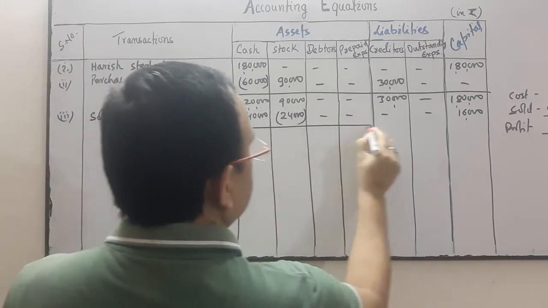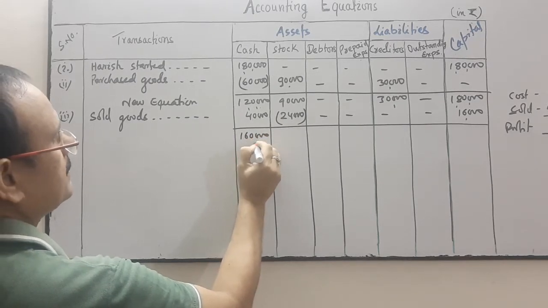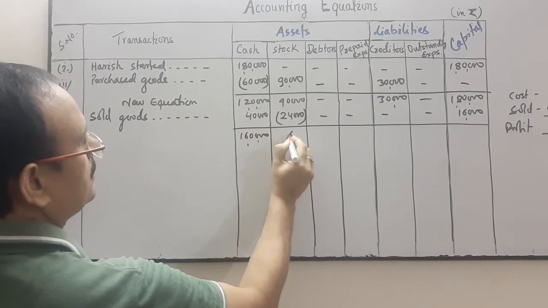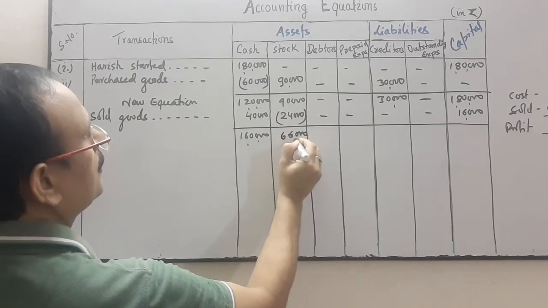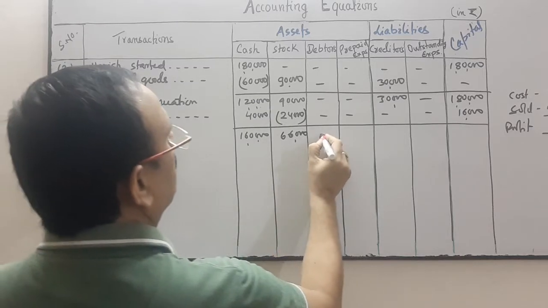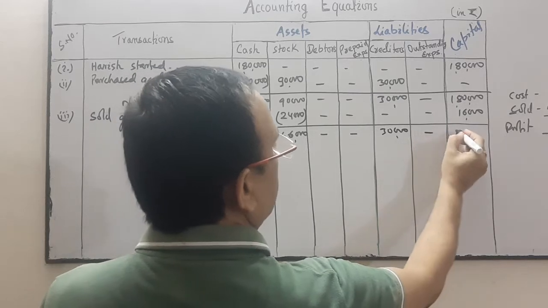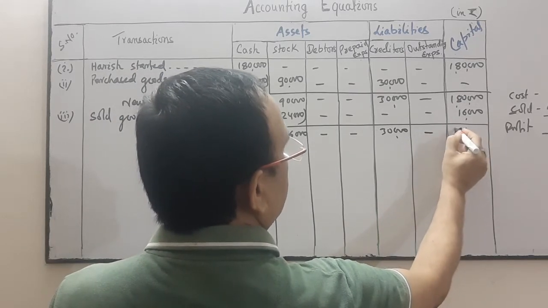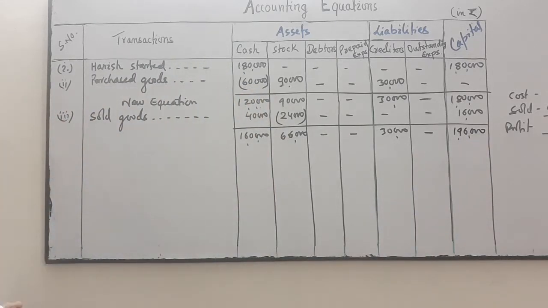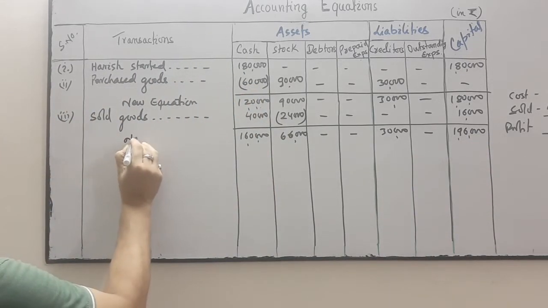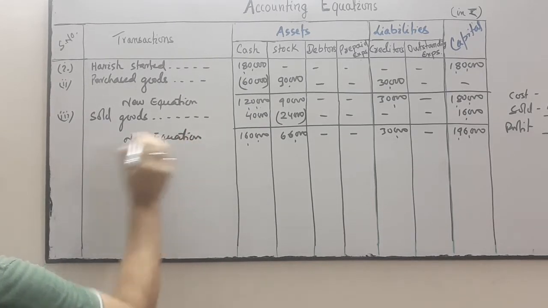So after this transaction, 1,60,000 is your cash, 66,000 is your stock, 30 is your creditors as it is, and 1,96,000 is your capital after adding 16,000 profit. So that is the new equation after the third transaction.